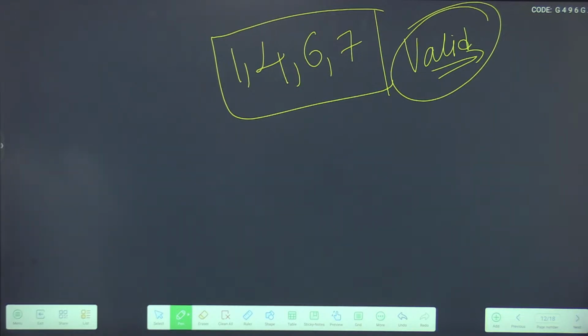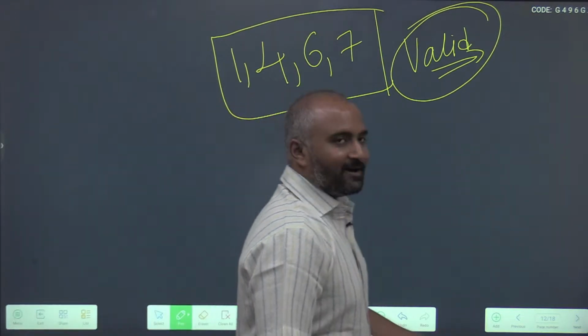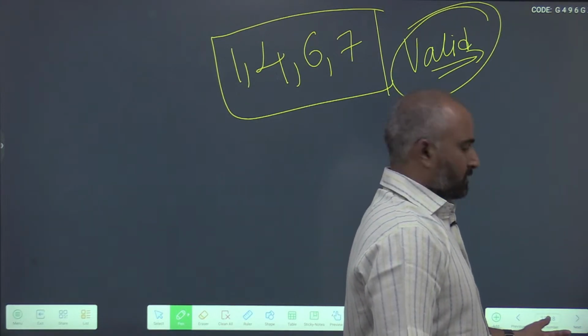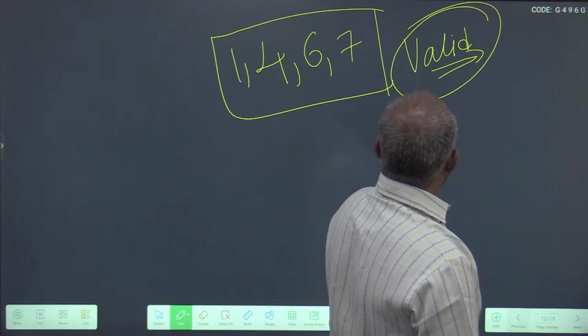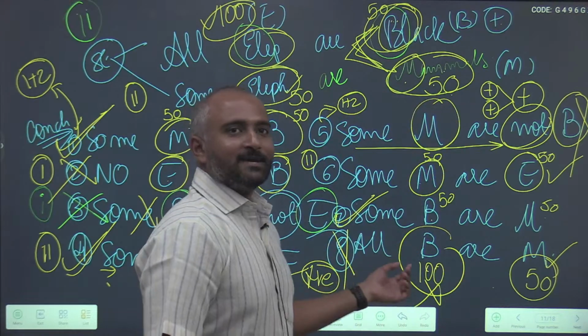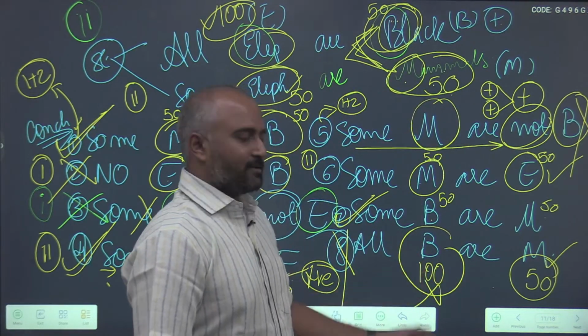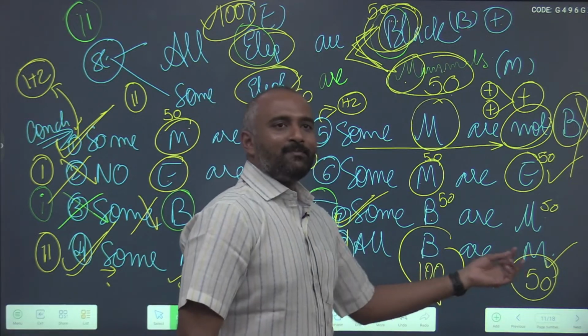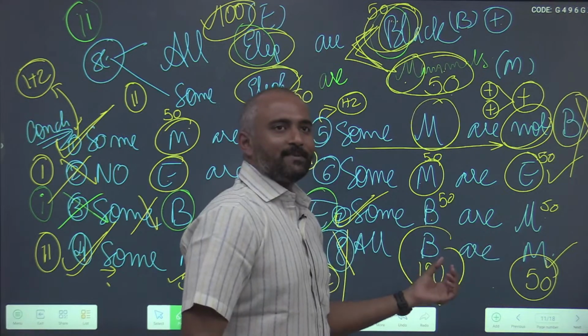Okay. 1, 4, 6 and 7 are valid. I hope you understand why some of you are saying that 8 is valid. No, 8 is not valid. Keep the code for the statement and see the value.